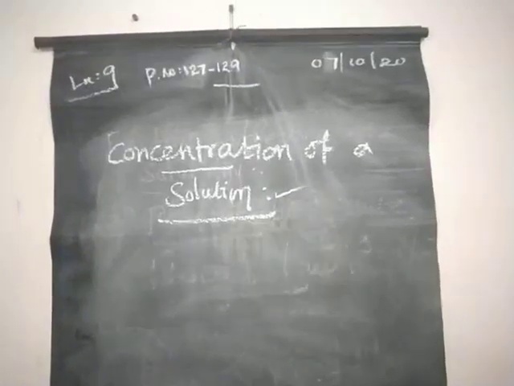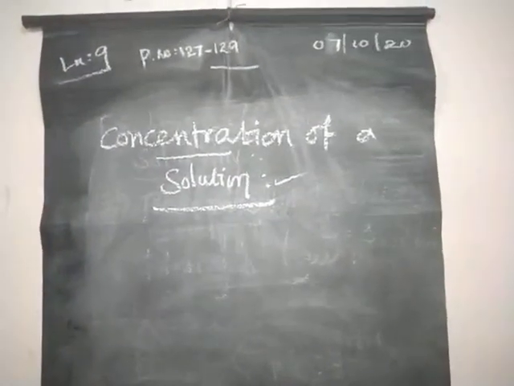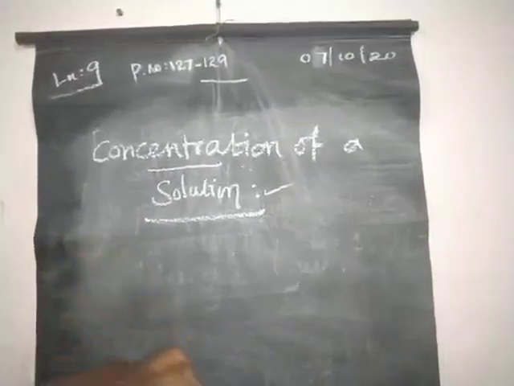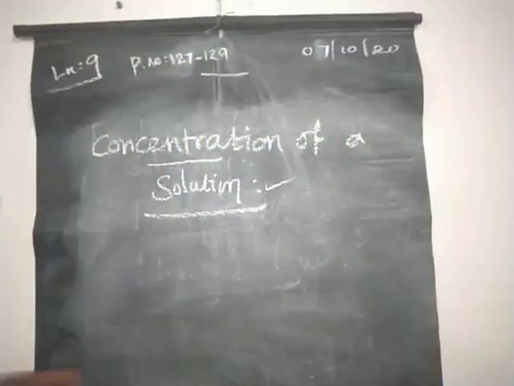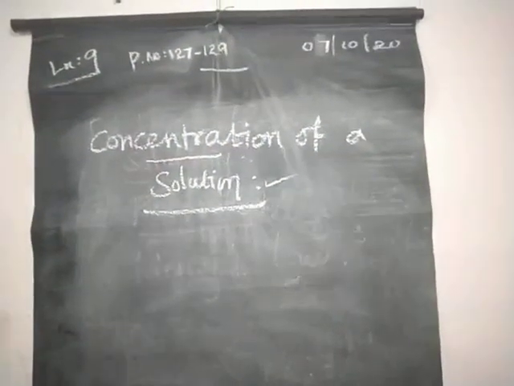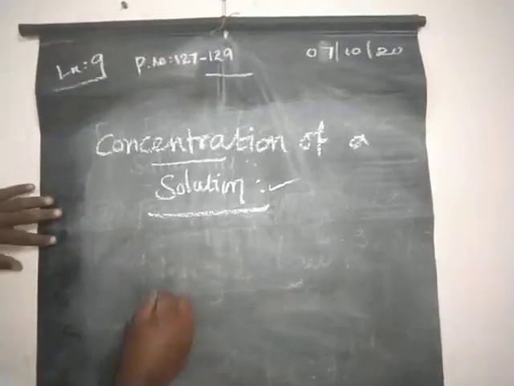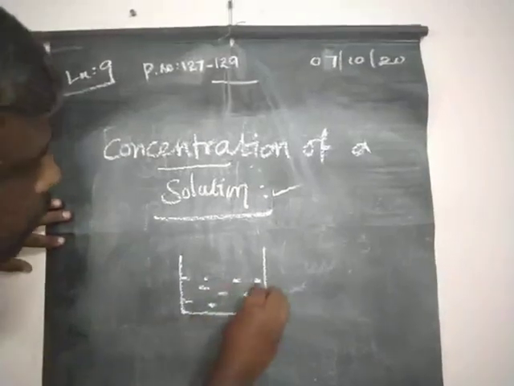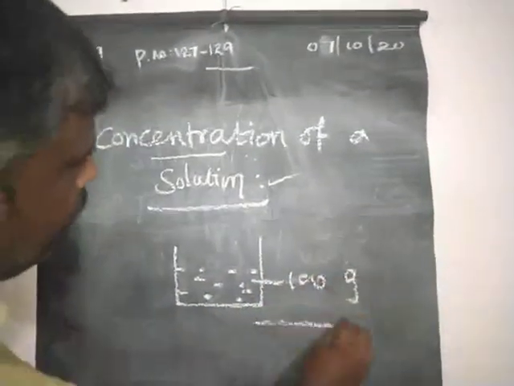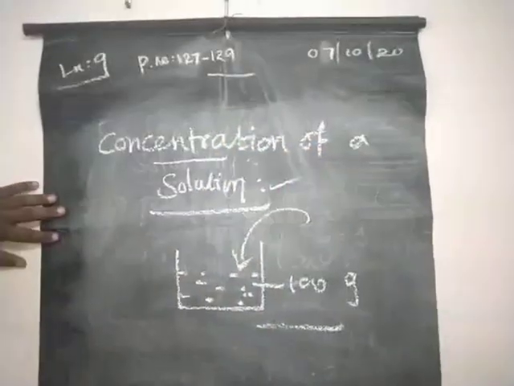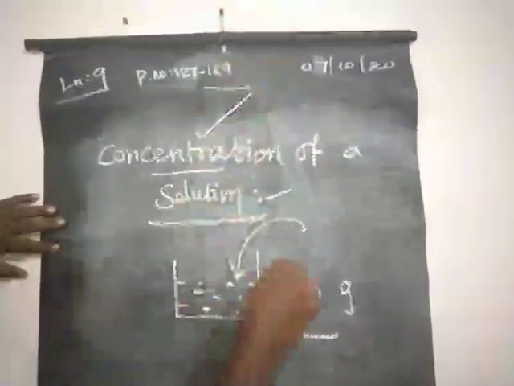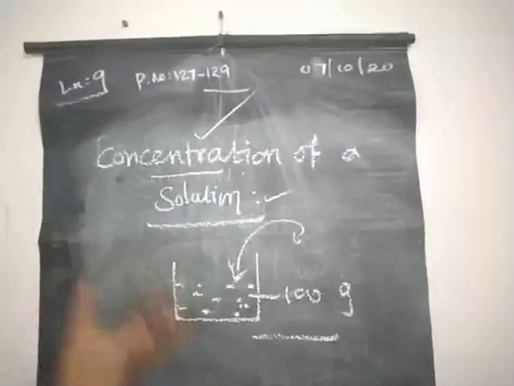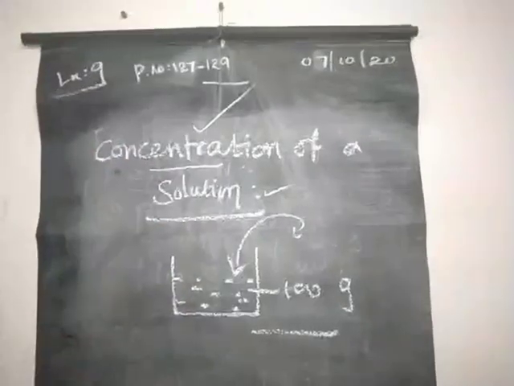So the concentration of a solution may be defined as how much solute is present in a given amount of the solvent or solution. That is called concentration. If you are taking 100 gram of solvent, how much gram of solute is present, that is called concentration. If less solute is present, the concentration is low. If a high amount of solute is present, the concentration is high.